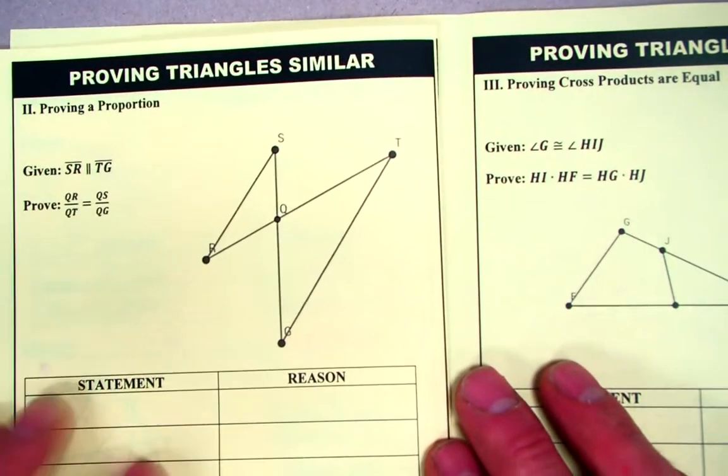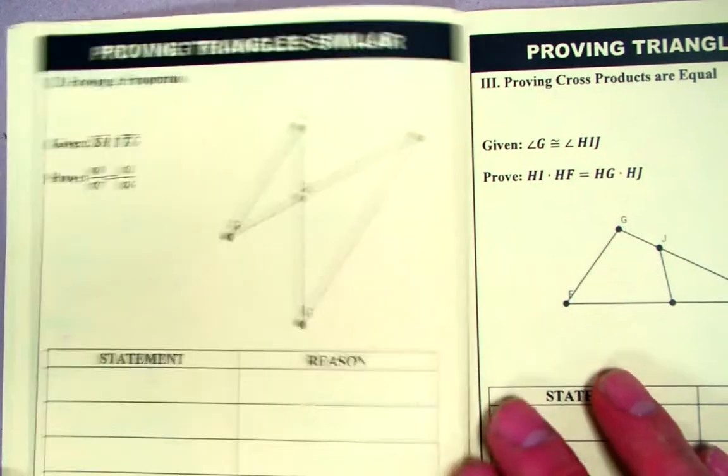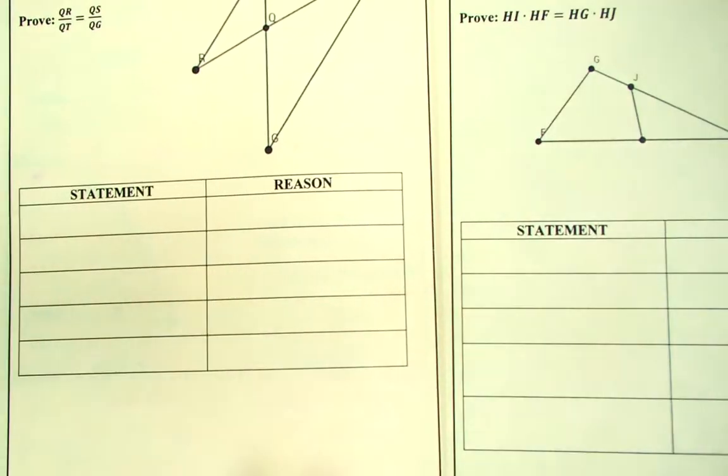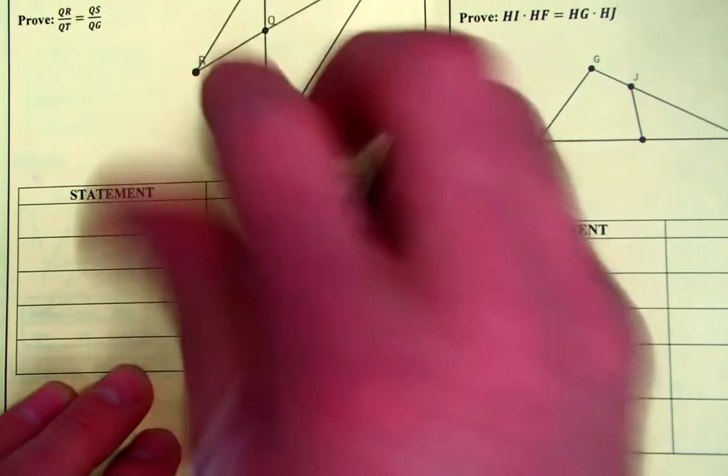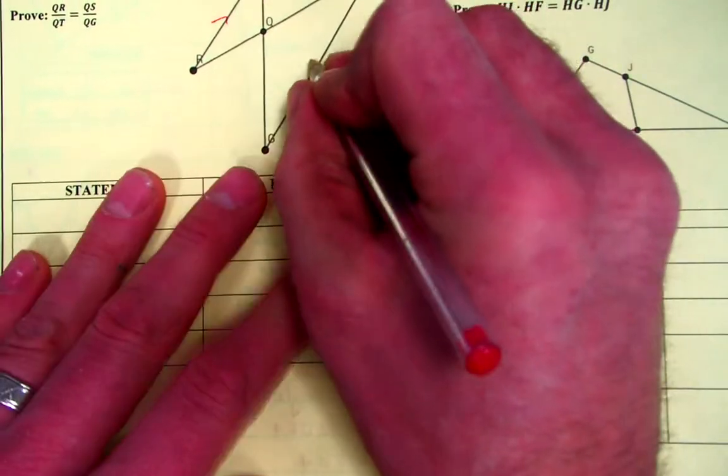All right, we got two more proofs. These two just are slightly different. This time we're going to prove a proportion. This one we're proving a cross product. Try and make it quick. All right, so again, we look at our given information. SR is parallel to TG.